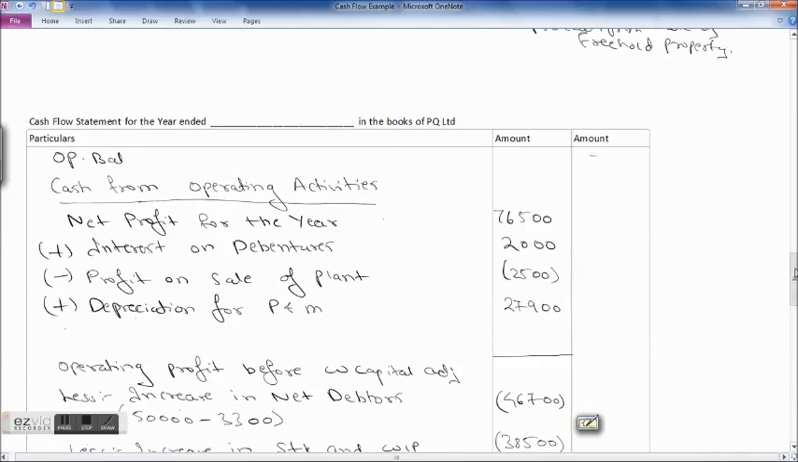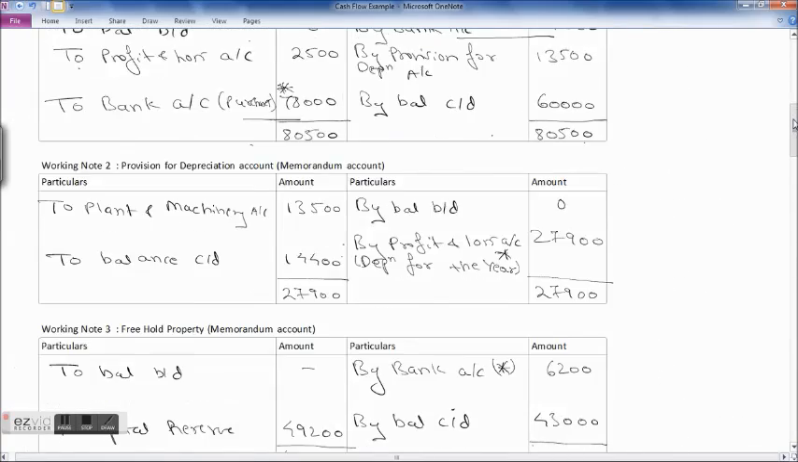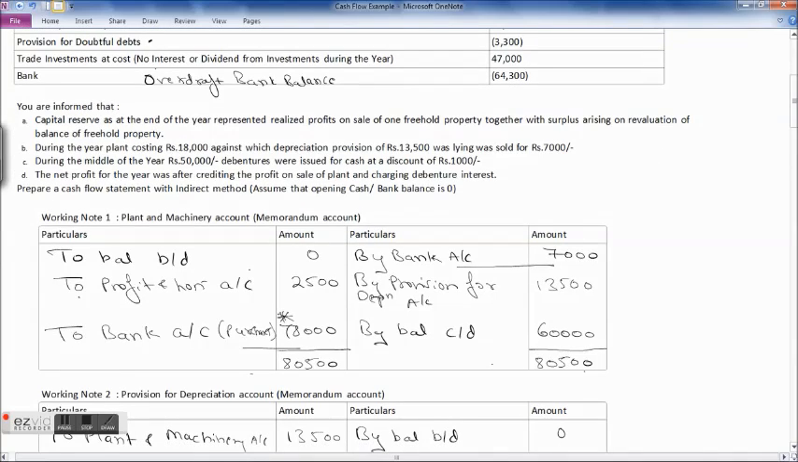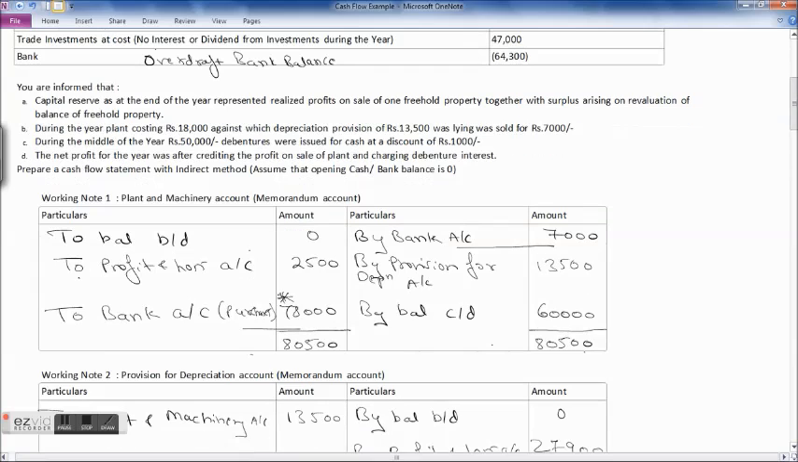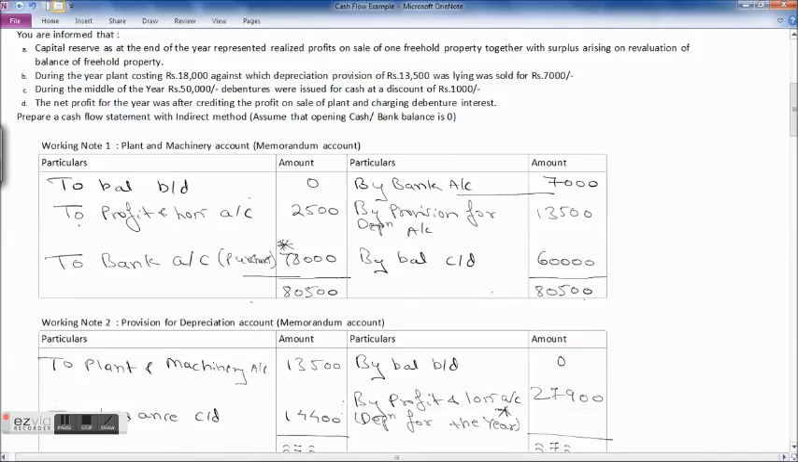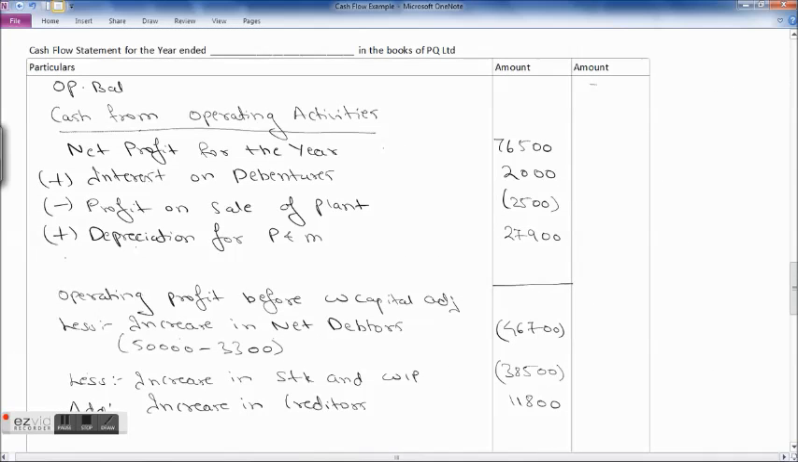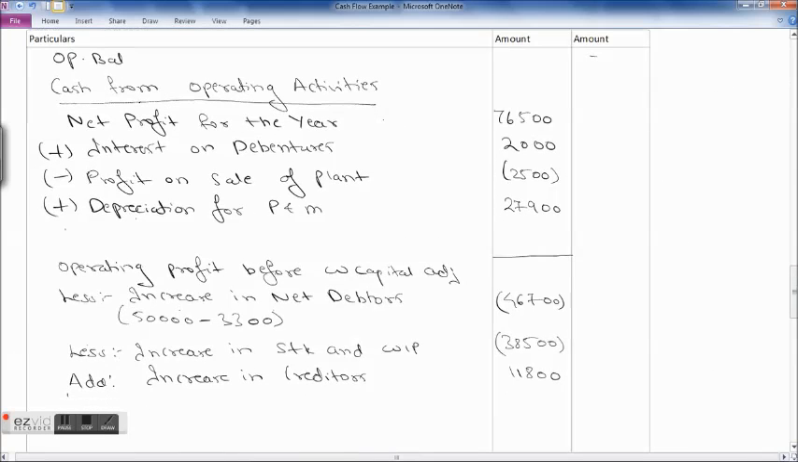Now if you see, all your transactions are done, and even your adjustments are done. Capital reserve adjustment is done. Then plant and machinery adjustment is done. Issue of debentures adjustment is done. And net profit was after crediting profit on sale and charging debenture interest. So we have reduced the profit on sale of plant and added debenture interest to find out our operational profit here.